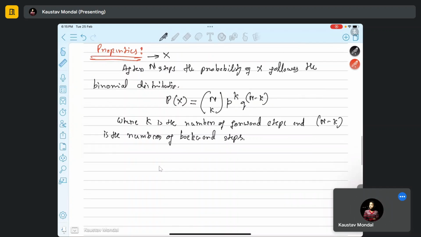Let me just describe this once again. Suppose the x variable is taking n steps, so the total number of steps is n. The probability that out of those n steps, k steps are in the right direction and n minus k are in the left direction follows this formula, this distribution. Okay, so this is basically the binomial distribution.